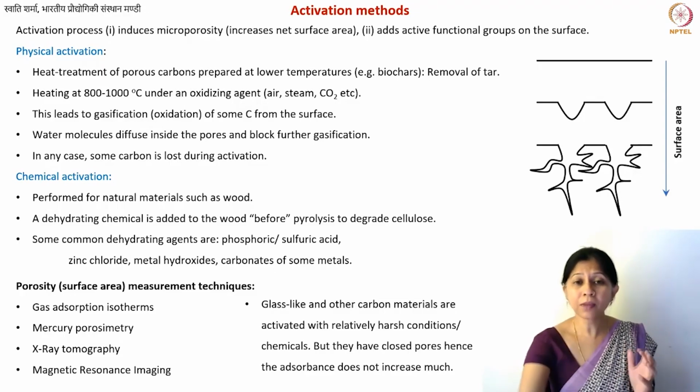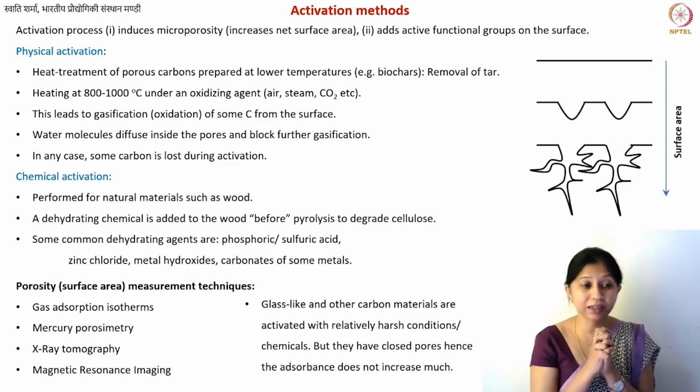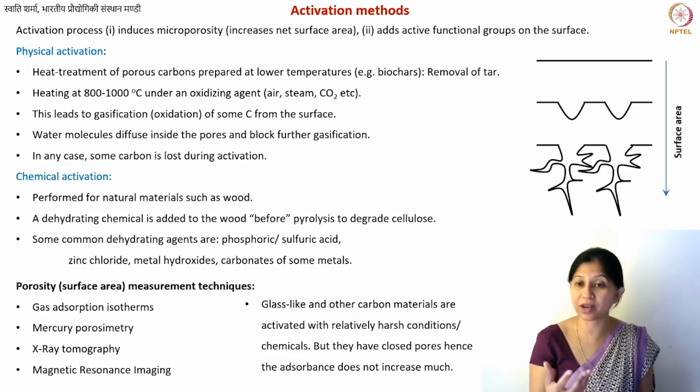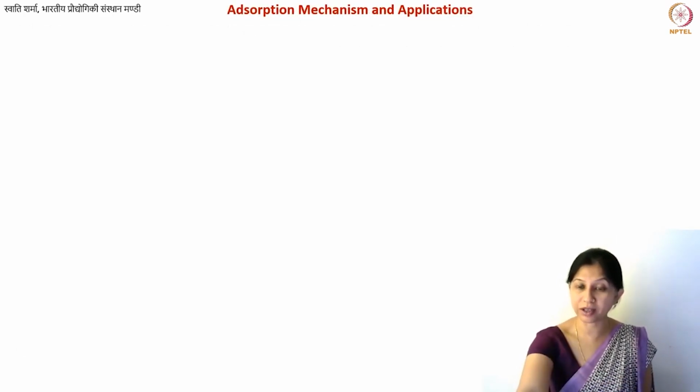Okay. Now, I have already told you that other types of carbons can also be activated, but for industrial adsorbent applications, why would you do that? You will rather use relatively cheaper char-like carbon, which already has a lot of porosity, and then you will perform the activation on that. Okay, so what is the adsorption mechanism? And also we'll talk about some of the applications here.